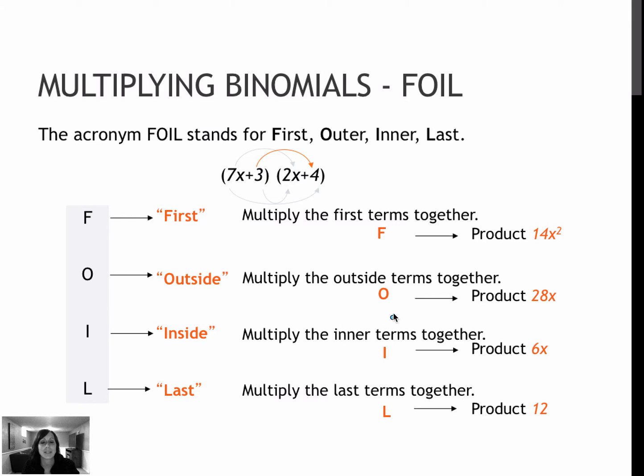Now this is the same exact question I just did on the other screen. And I took the 7x times both of these values, which gave me these two values. And then I took the 3 times both of these values, which gave me these two values. And so my result is me adding all of these values up, combining like terms, and notice I get the exact same result.